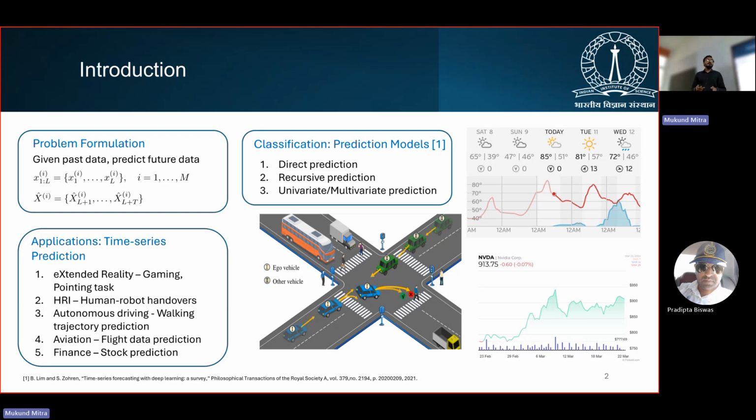The applications range from extended reality, where prediction smoothens the gaming experience, to human-robot interaction for safe and efficient handovers, collision avoidance in autonomous driving, to aviation, finance, weather prediction, and so on.